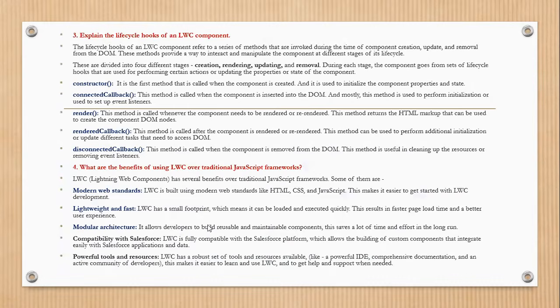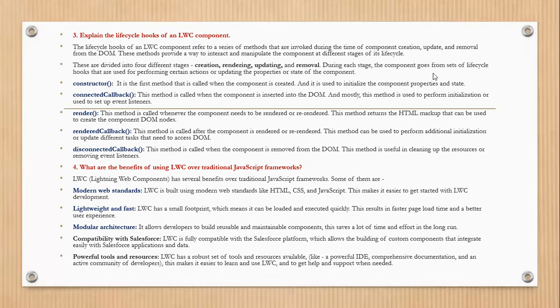Next question. Explain the life cycle hooks of the LWC components. The life cycle hooks of LWC components refer to the series of methods that are invoked during the time of the component's creation, update, and removal from the DOM. These methods provide a way to interact with and manipulate the component at different stages of the life cycle. These are divided into different stages: creation, rendering, updating, and removing.